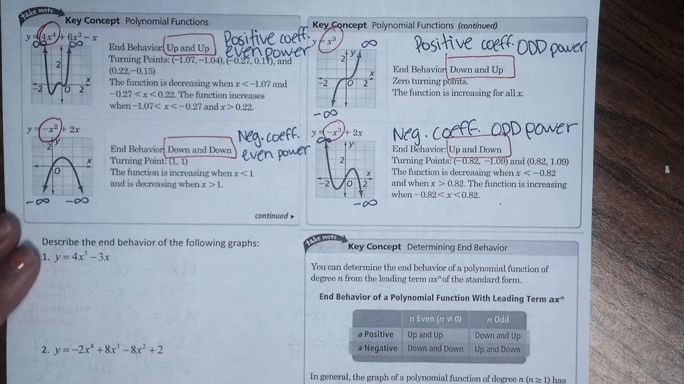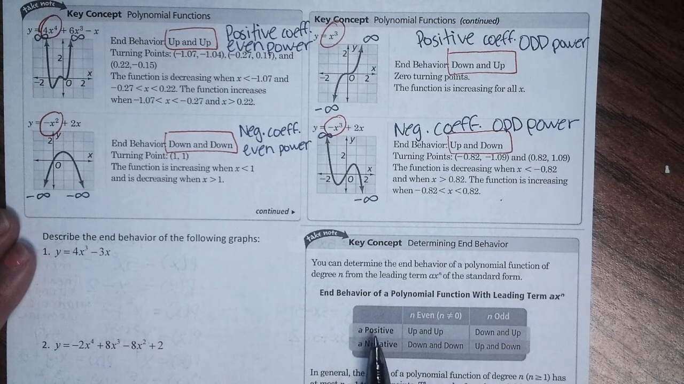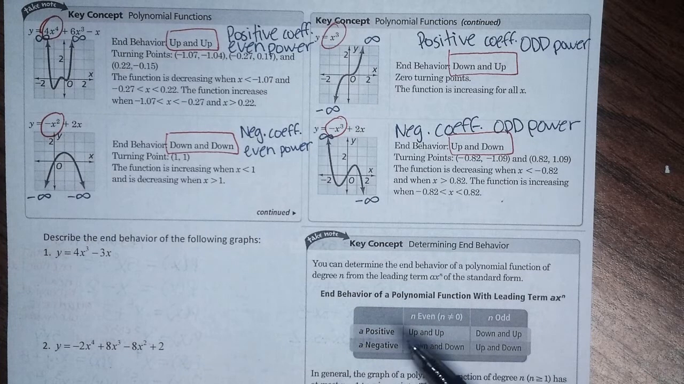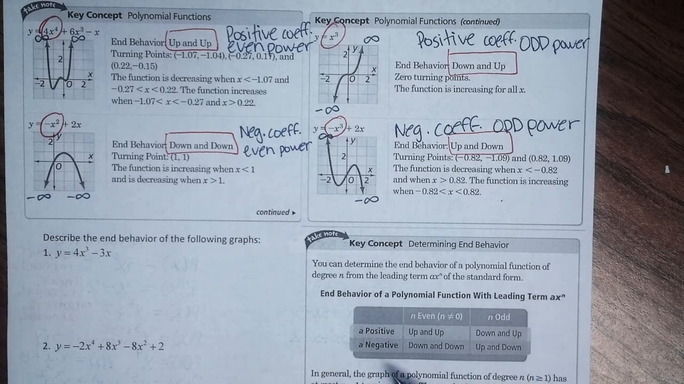So what we just went over is summarized in this little chart here. Take a look at it. When your coefficient is positive and the power is even, it's called up, up. When it's negative and even, it's called down, down. If the coefficient is positive but the power is odd, it's called down, up. And if the coefficient is negative and the power is odd, it's called up, down.